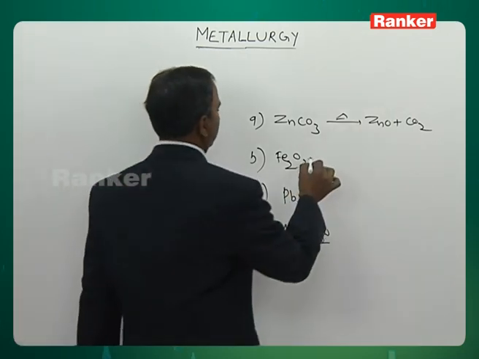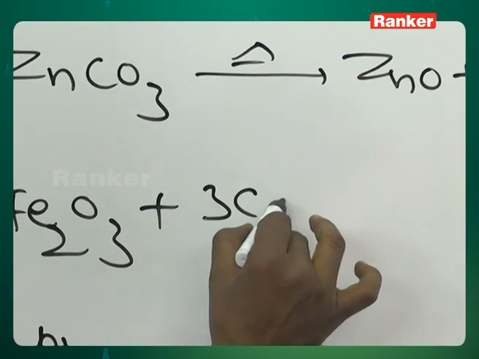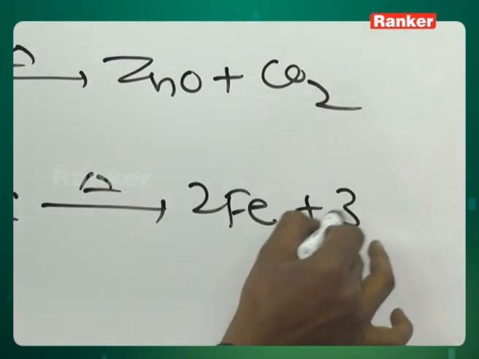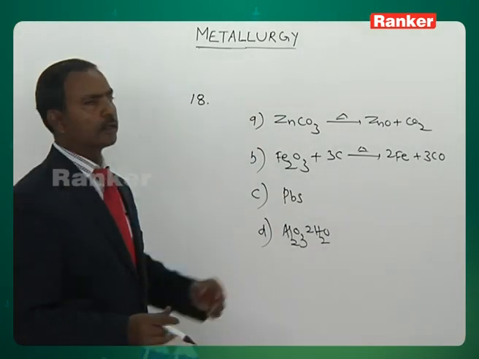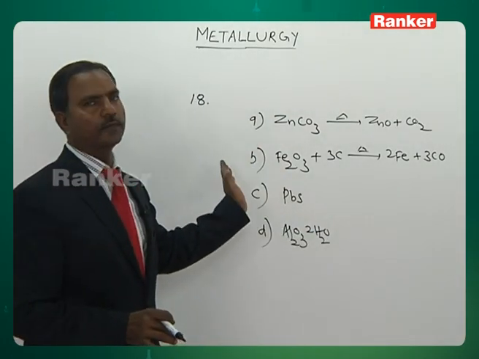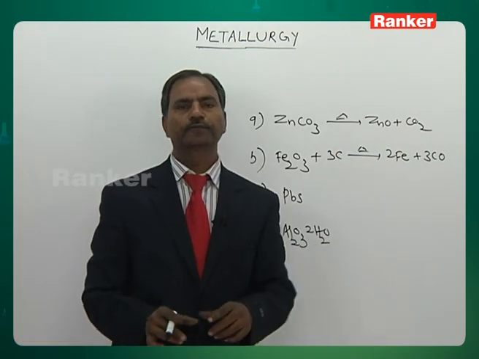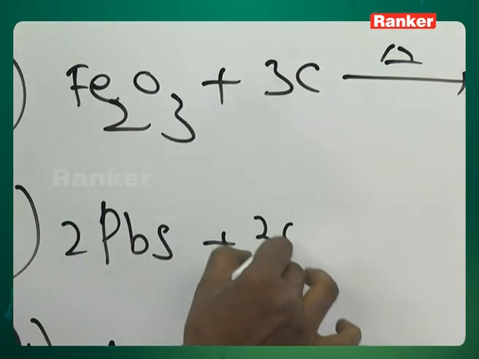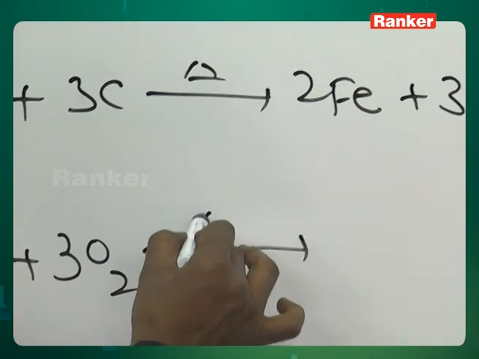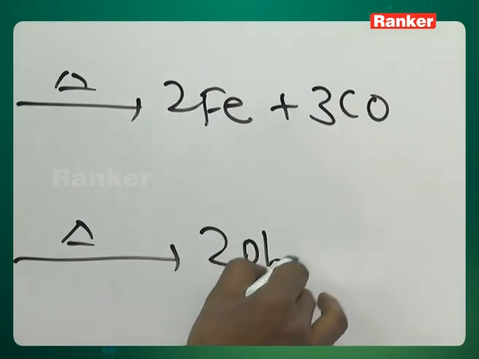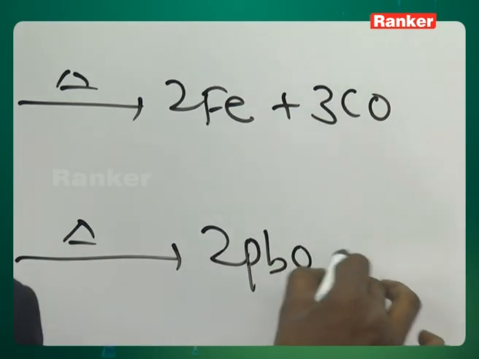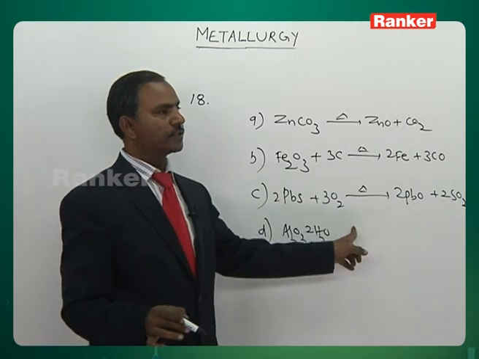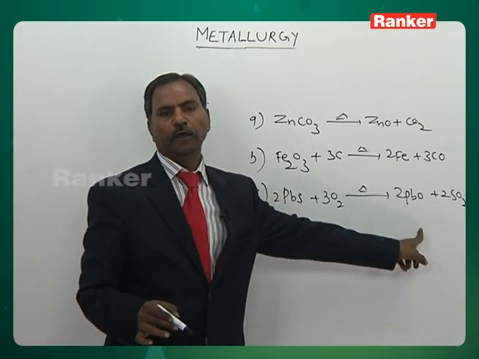Coming to Fe2O3, treated with what? Coke or coal. Then this is reduced to produce 2Fe plus 3CO. This is simply what? Reduction. This is simply reduction of Fe2O3 using carbon. Then 2PbS with 3O2, then you are getting 2PbO plus 2SO2. See, sulphide ore, oxidation, roasting, you are getting what?